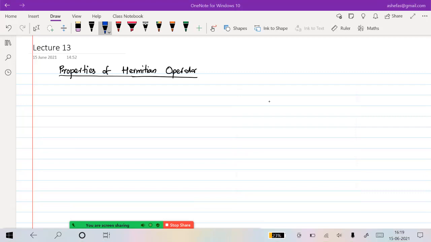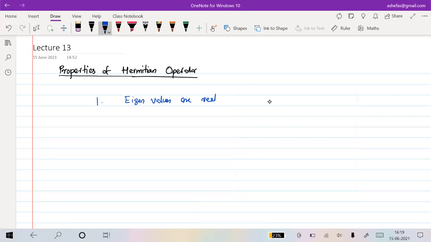In this lecture, I will be dealing with the different properties of Hermitian operators. So we can prove it one by one. The first property of Hermitian operators is that their eigenvalues are real.